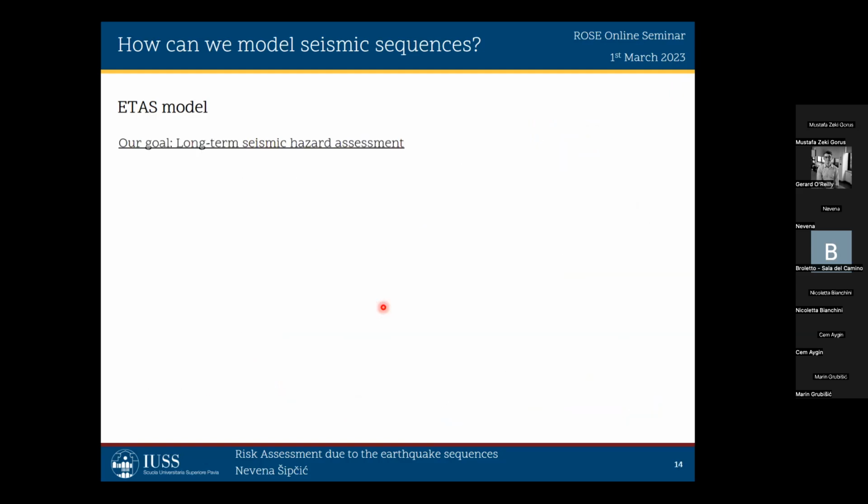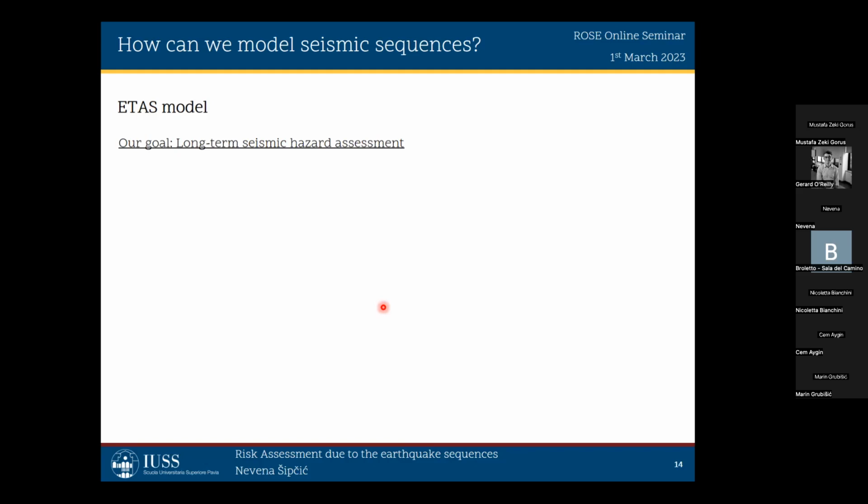Our goal with the ETAS model is to use it for long-term seismic hazard assessment, but the ETAS model can be used for other purposes. It can be used for diagnostics. It can be used for short-term forecasting. Also, it can even be used for declustering.